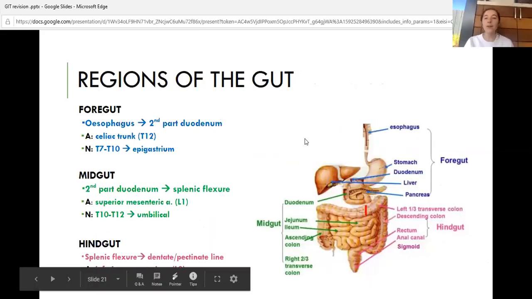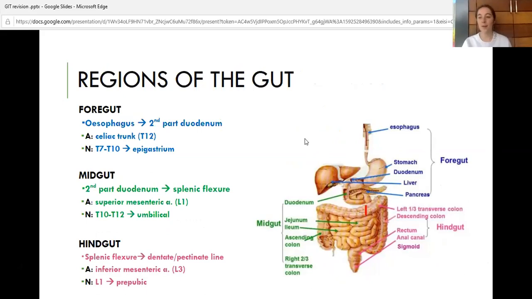Just as a quick revision question, because this comes up a lot: the question will be like, a young male presents with a lump in the inguinal area. What hernia is this most likely to be? You can either say it or just put it in the chat.